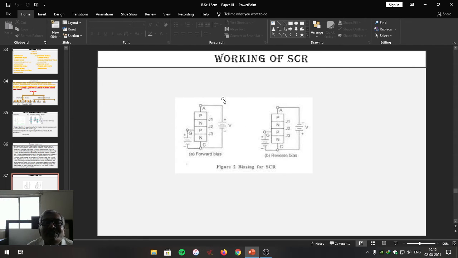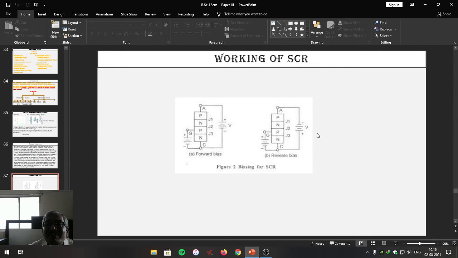Friends, this is what happens when anode and cathode are forward biased. It will always be made to work in forward bias condition. But let us see what happens in reverse bias condition. In reverse bias condition, the externally applied voltage VAK is connected such that the anode is negatively biased with respect to the cathode. Means the negative terminal of the battery is connected to the anode, whereas the positive terminal is connected to the cathode, which will reverse bias anode and cathode.